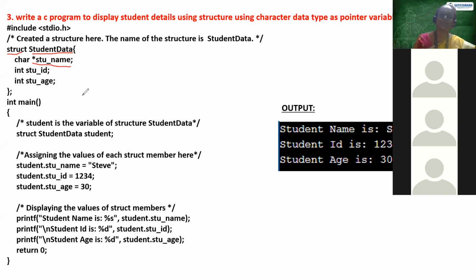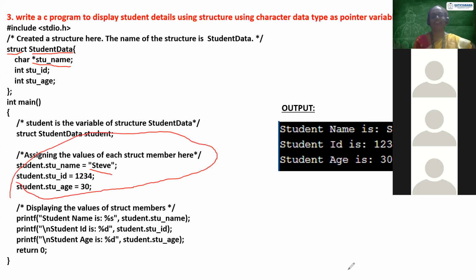So the strcpy function I need not use now. I can directly use a pointer variable. So student dot student name I can directly give Steve. All this I have used as an assignment operator. Is it clear? Same program, but I need not use the strcpy function. What is the change here? I have to use the character data type as a pointer variable. That's why char asterisk.